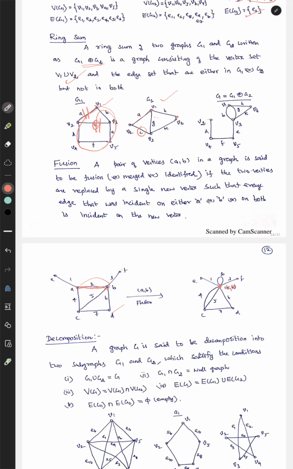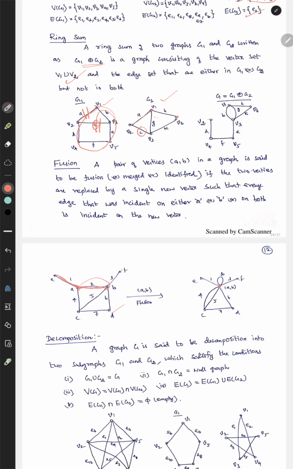Okay. So basically these two vertices you are identifying. Now any edge which is incident with A or B is incident with the new vertex you formed. So this edge is incident to A, which is from E. So E to A you have an edge. So E to the new vertex AB, the fused vertex AB you formed, that edge will be there. F is adjacent to B, therefore F will be adjacent to that fused vertex.